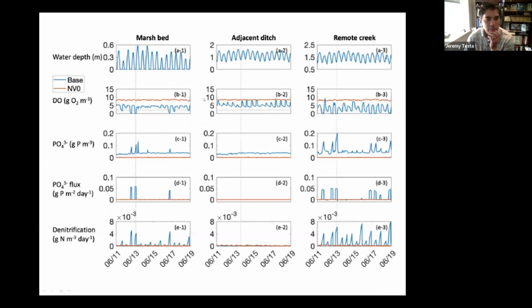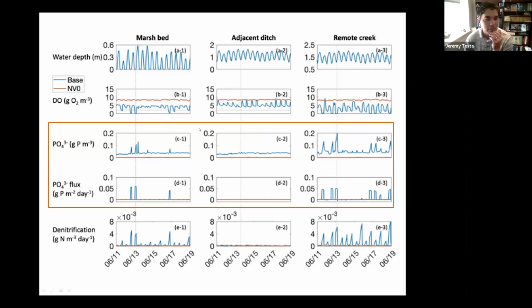And so just to show you some of the results of that, as I'm interpreting them, are a couple of things. So the first is that if you look at the phosphorus, the blue lines here are the base run with the marsh, and the orange lines are without the marsh model there.